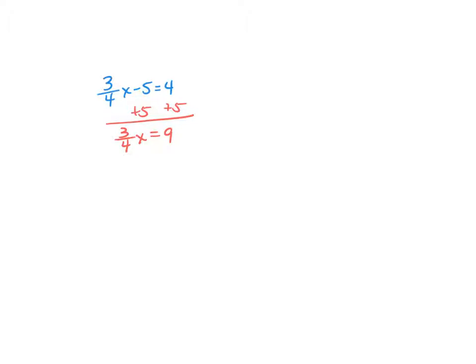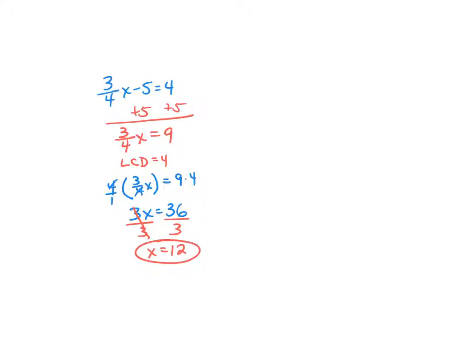Now, I have a fraction that has an LCD equal to 4. So I'm going to multiply both sides by 4. 4 times the 3/4 x on the left-hand side and 9 times 4 on the right-hand side. That 4 is really 4 over 1. So when I multiply 4 times 3/4, the 4's cancel. I'm left with 3x is equal to 36. And then I can divide both sides by 3. The 3's cancel. I'm going to be left with x is equal to 12 for my final answer.